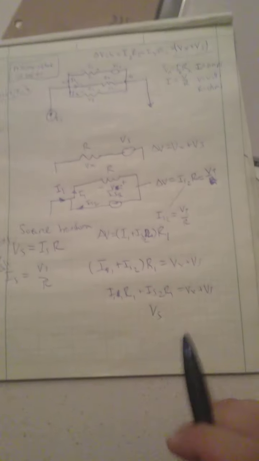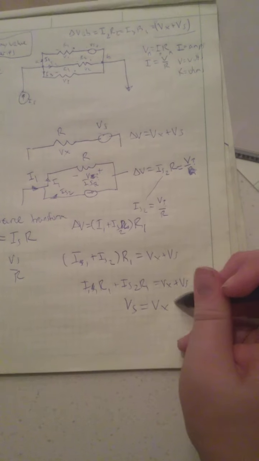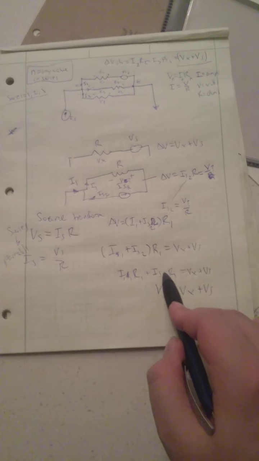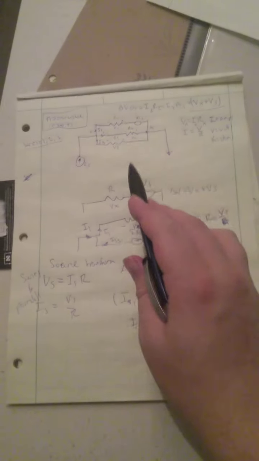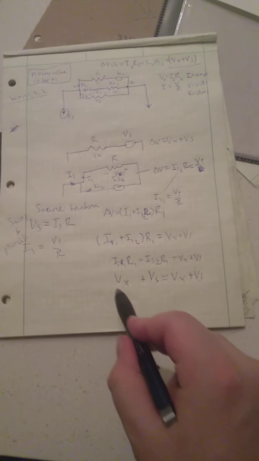Okay. So what we get here is equal to Vx plus Vs. So this is the same as this. And then I1R1, if you go up here, is Vx. So these are the same.